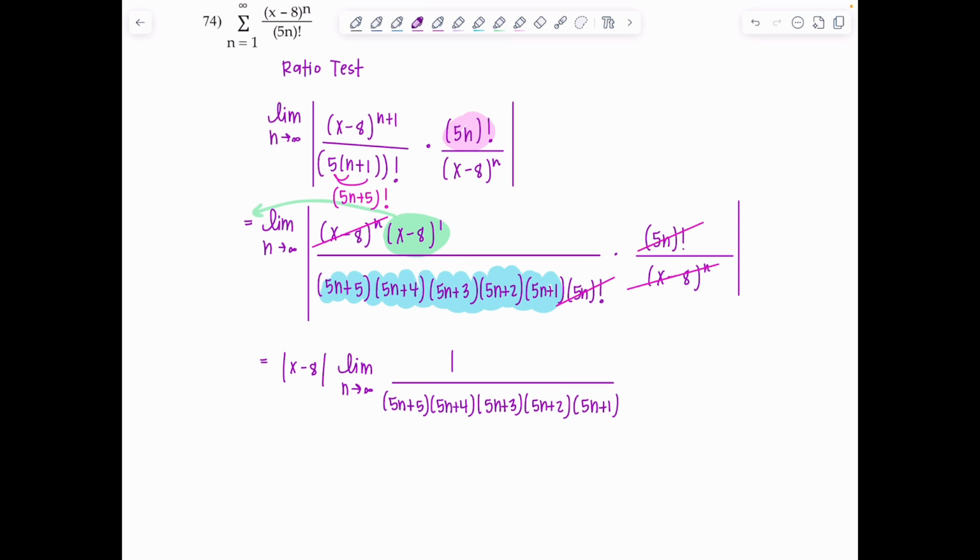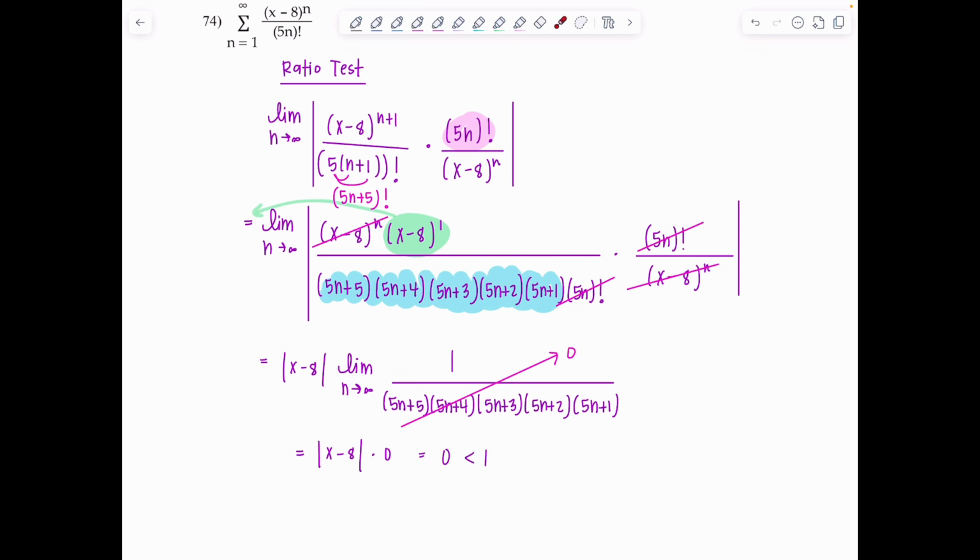Nice. And then now we just take the limit as n goes to infinity. There's no n's in the numerator. The denominator is getting very, very large. This whole quantity is going to 0. So now I just have absolute value x minus 8 times 0, which is 0. And I just applied the ratio test. So I need this limit to be less than 1. But it already is. 0 is always less than 1.